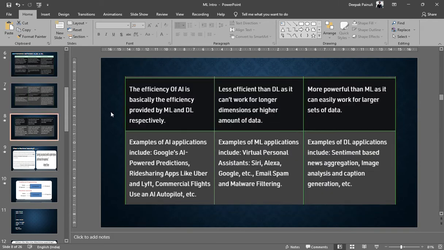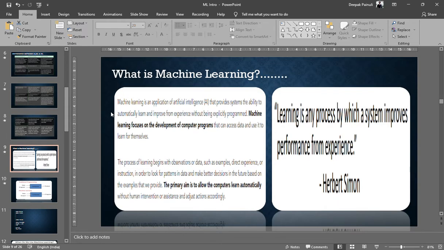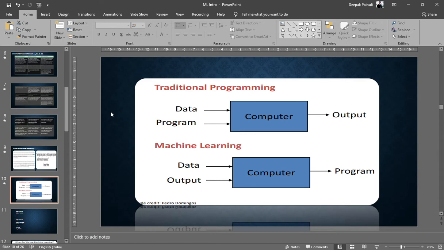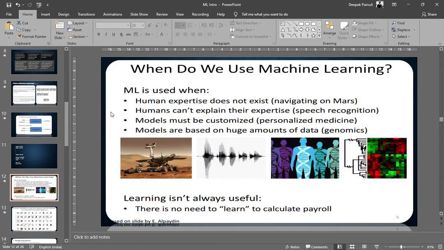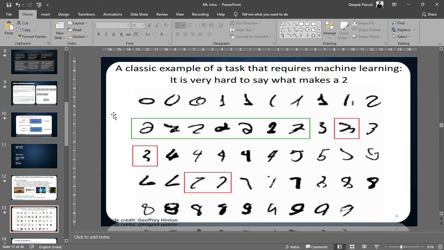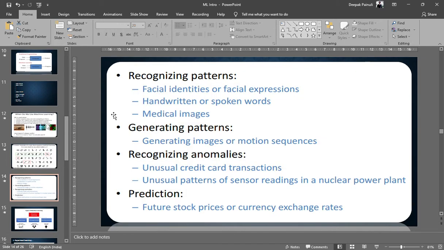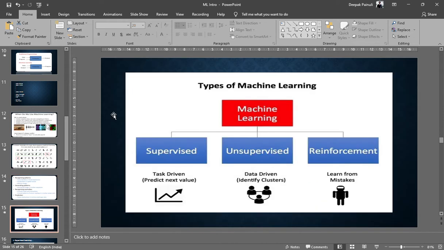Okay, in the last class we covered differences among AI, ML and DL. After that we learned what machine learning is, the difference between traditional programming and machine learning, why we use machine learning, examples, and the generalized applications of this. We also started the topic types of machine learning. As we discussed, there are three major types of machine learning: supervised, unsupervised and reinforcement learning. We already discussed it in the last class.